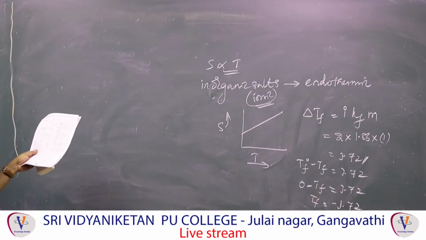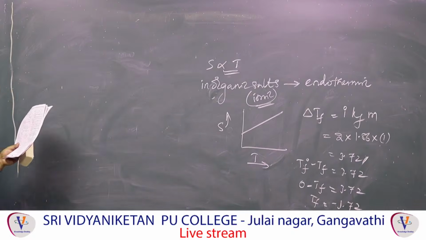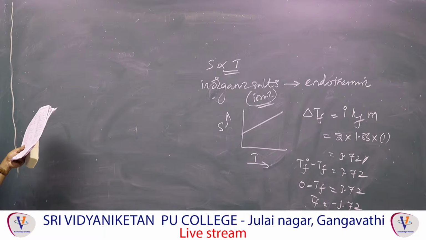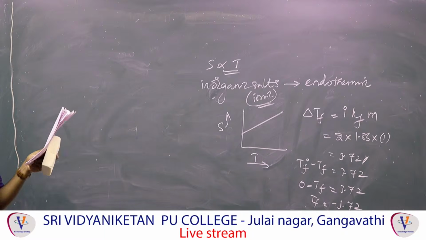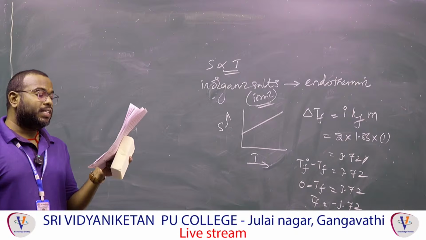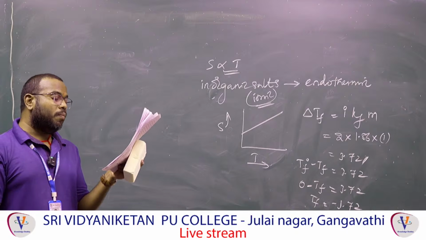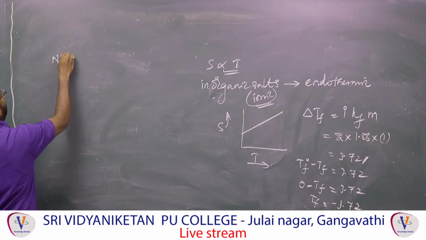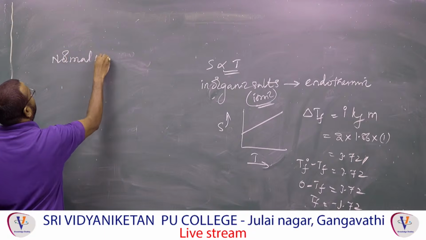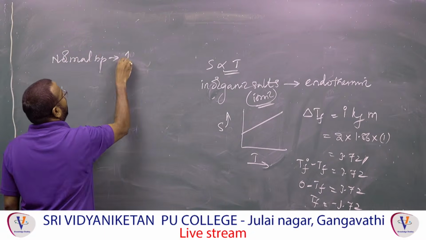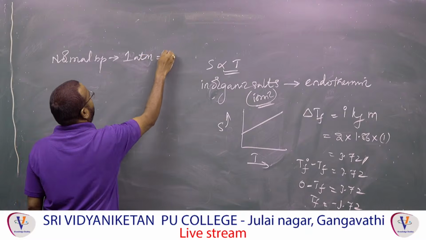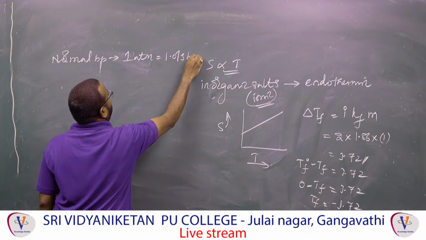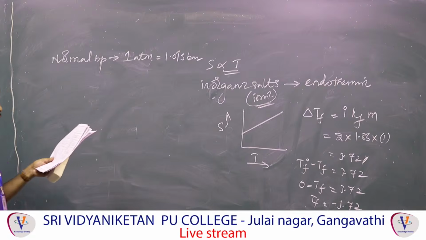When we consider the 67th question, an aqueous solution of 2% non-volatile solute exerts a vapor pressure of 1.004 bar at the normal boiling point of the solvent. What is the molecular mass of the solute? Normal boiling point, at 1 atmosphere pressure, we have to consider 1.013 bar.